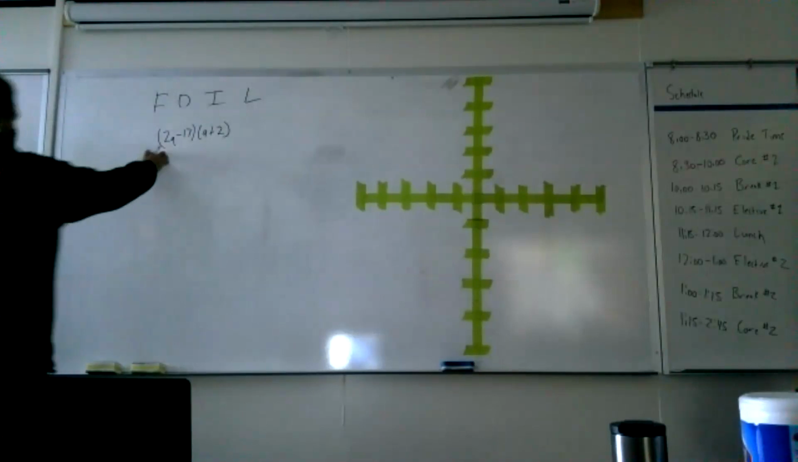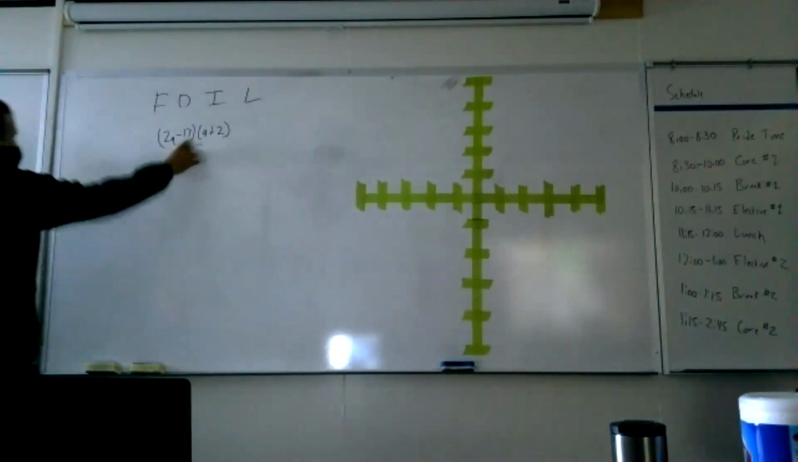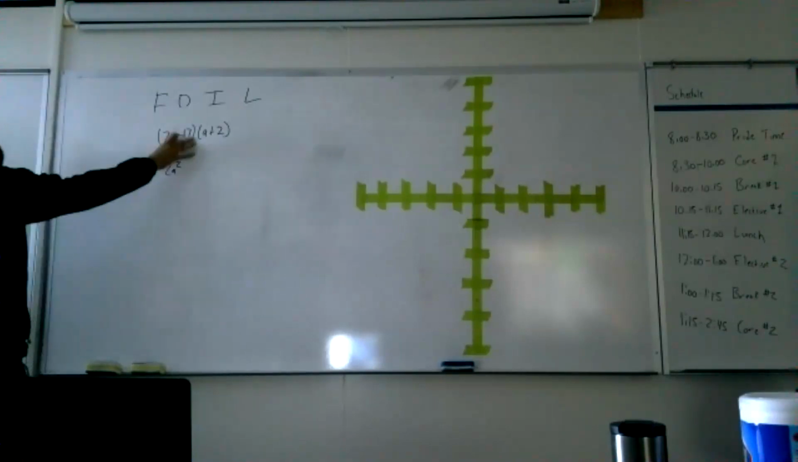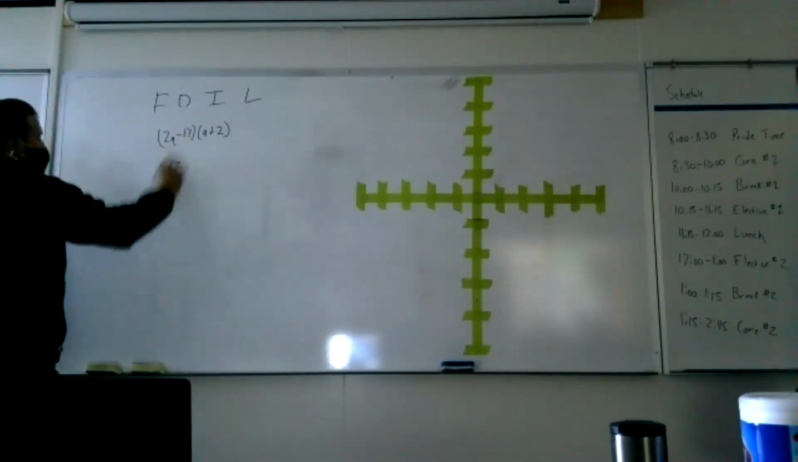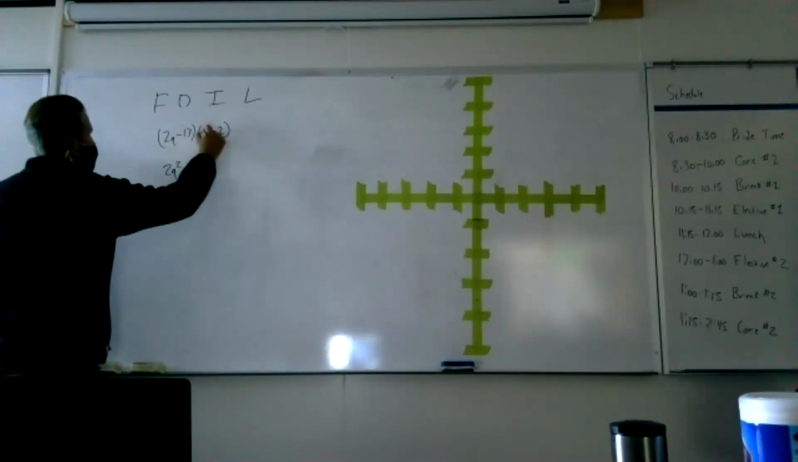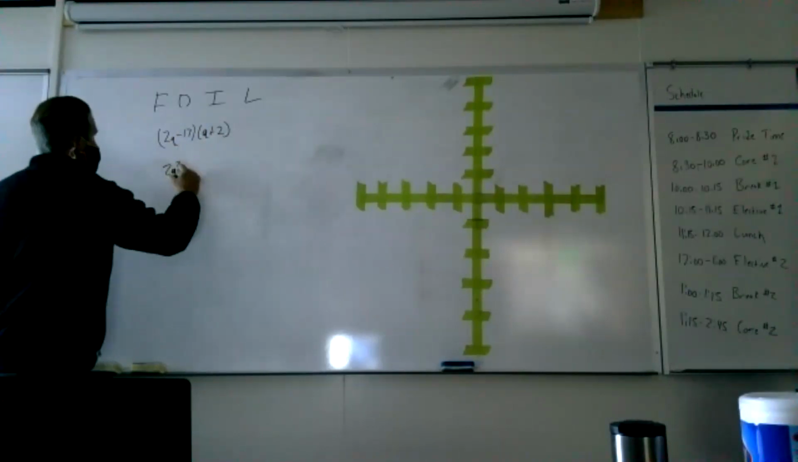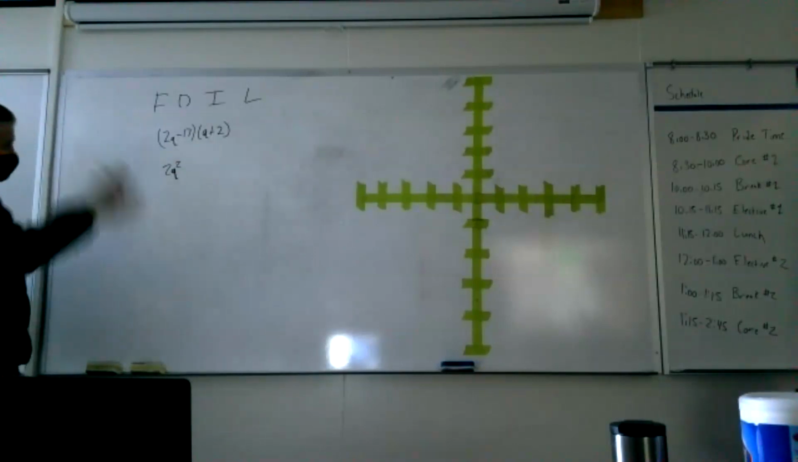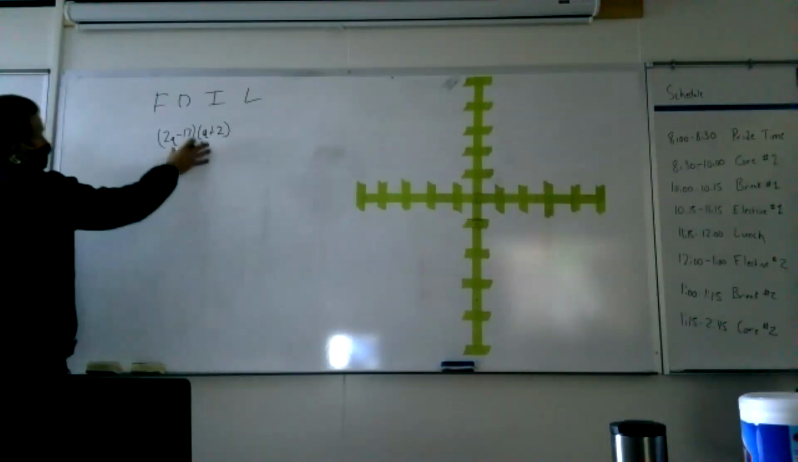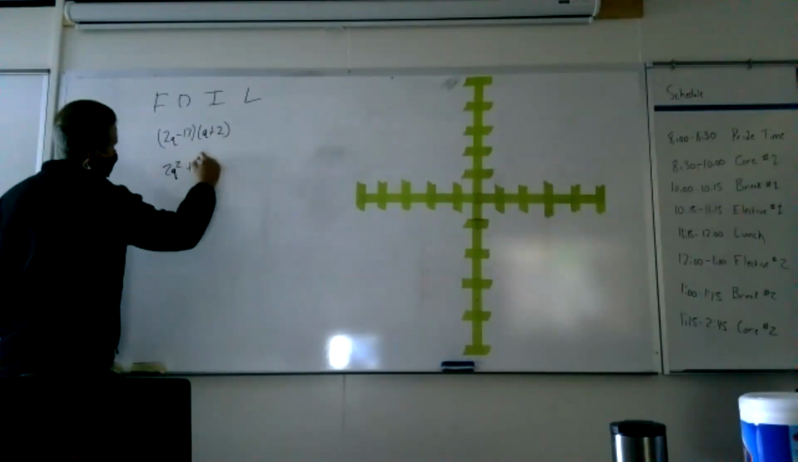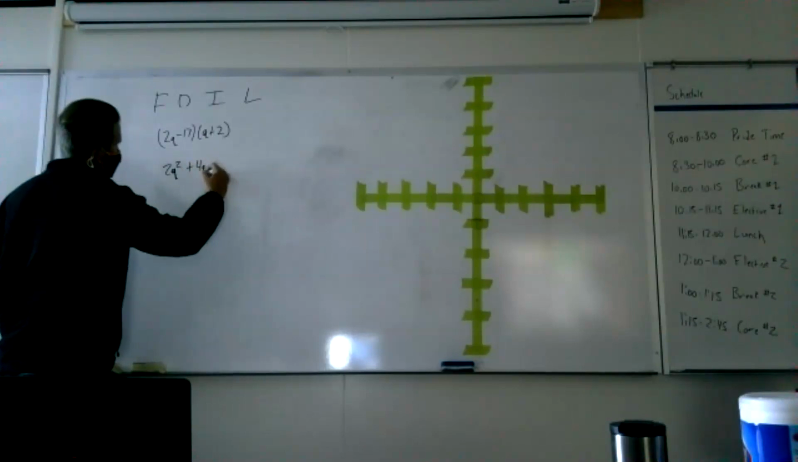Our first terms are 2q and q. Those multiplied by each other, it's 2q squared. It's q, not a, sorry. 2q times q is equal to 2q squared. Our outside terms are 2q and 2. Those are going to combine to equal a positive 4q.